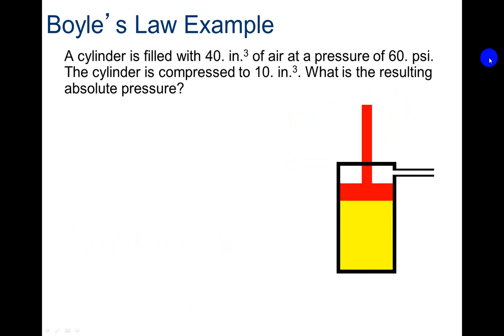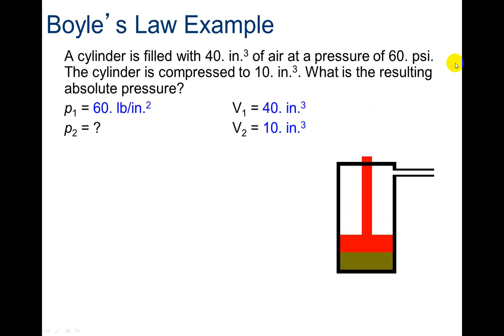All right, so here's an example. A cylinder is filled with 40 inches cubed, again, that's a volume, right, because it's inches cubed, of air at a pressure of 60 psi. Psi, I know that's a unit for pressure. The cylinder is compressed to 10 inches cubed. Right, my units are matching. That's great. What is the resulting absolute pressure? All right, so we look at the fact that this is in psi, so my answer is going to be in psi.